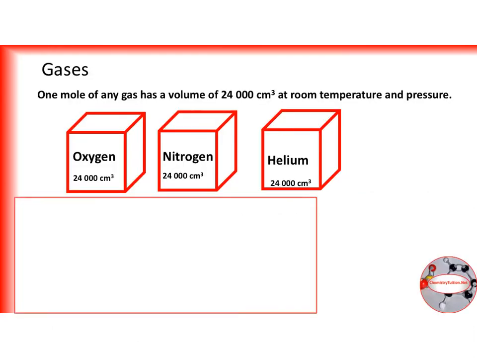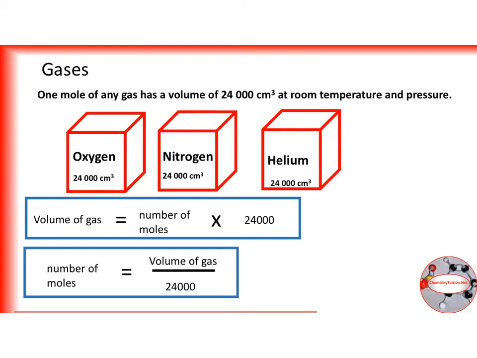Well, it so happens that 1 mole of any gas has a volume of 24,000 centimeters cubed at room temperature and pressure. So it could be oxygen, nitrogen, helium, hydrogen cyanide, whatever you fancy, it will have a volume of 24,000 centimeters cubed. And that makes it really easy for us to deal with gases because it means that the number of moles that we have is proportional to its volume if we keep temperature and pressure the same. So if I have 2 moles of a gas, it will occupy a volume of 48,000 centimeters cubed, and so on. Very easy, and it means that we can form new equations.